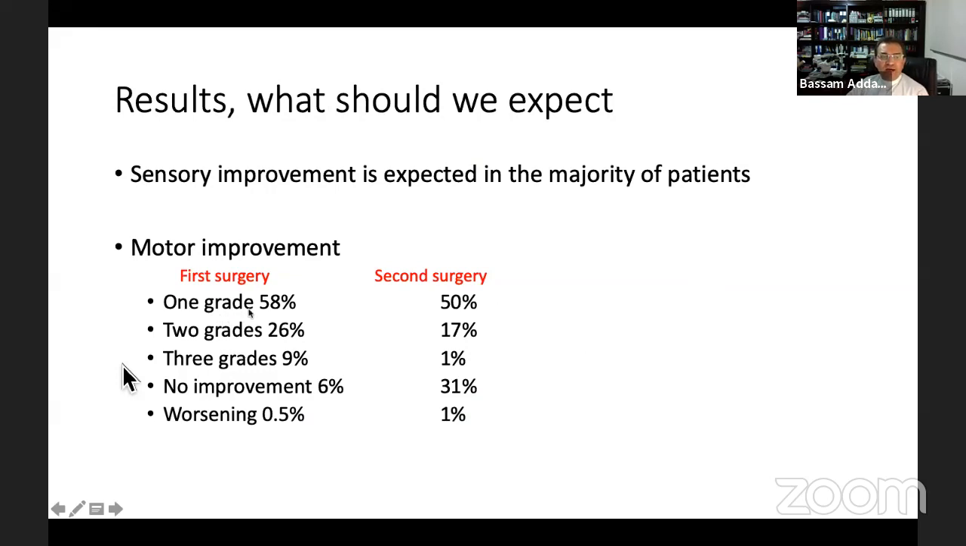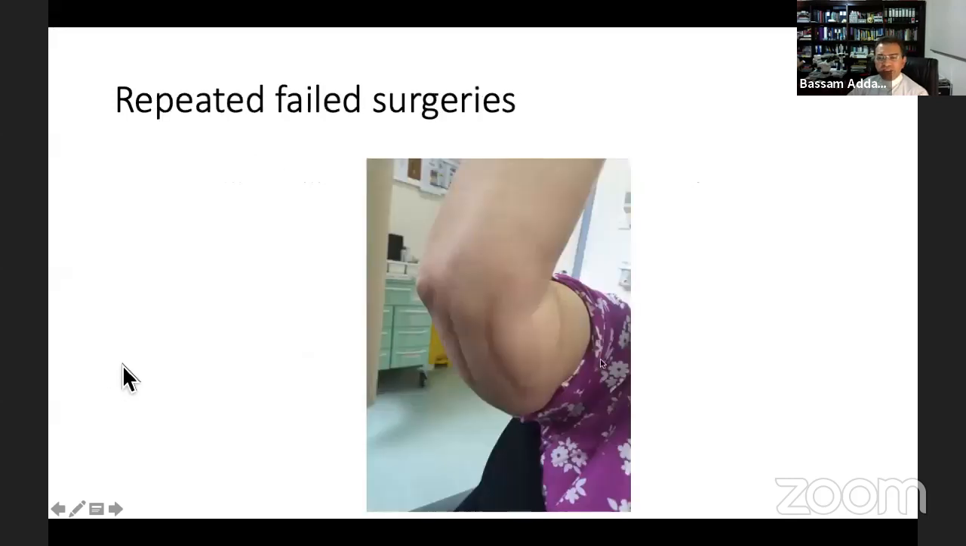The results are satisfactory. However, the second surgery carries a much, much worse prognosis. So it's very important not to take this procedure lightly and to do as good a job as you can from the first case. And it shouldn't be done by junior physicians. You need to do this in conjunction with an experienced neurosurgery staff.